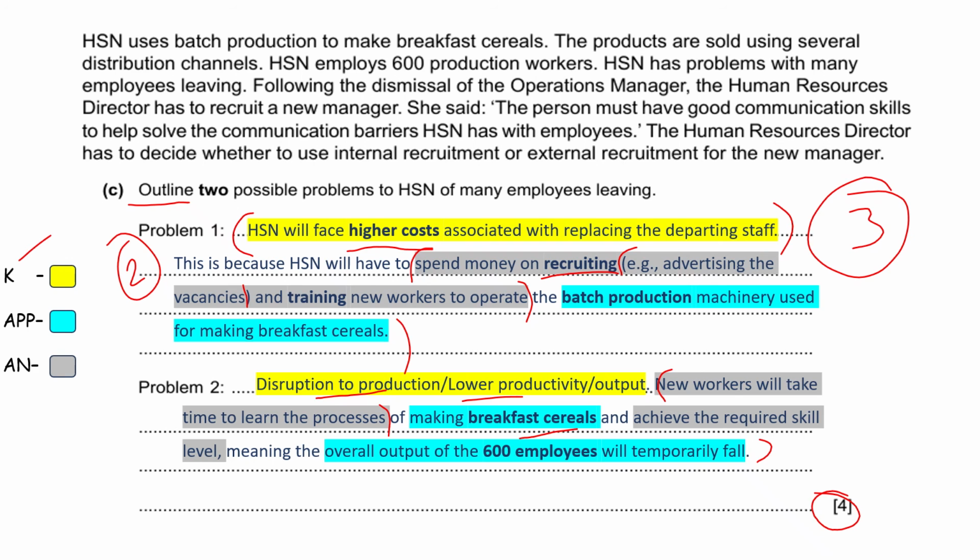Only when you include knowledge, application, or analysis for an outline question of 4 marks, you will be getting anywhere between 3 to 4 based on the usage of the application and a good analysis that you give.